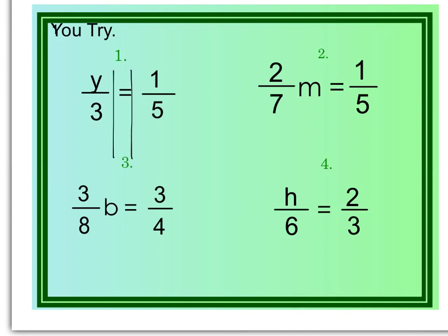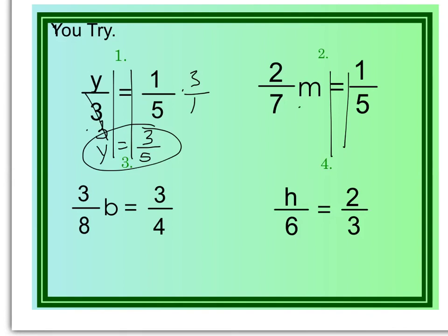Okay, so this one you should have multiplied by 3, which is 3 over 1. y equals 3 over 5. For number 2, you should multiply by the reciprocal, 7/2. Here I have m equals 7 over 10.